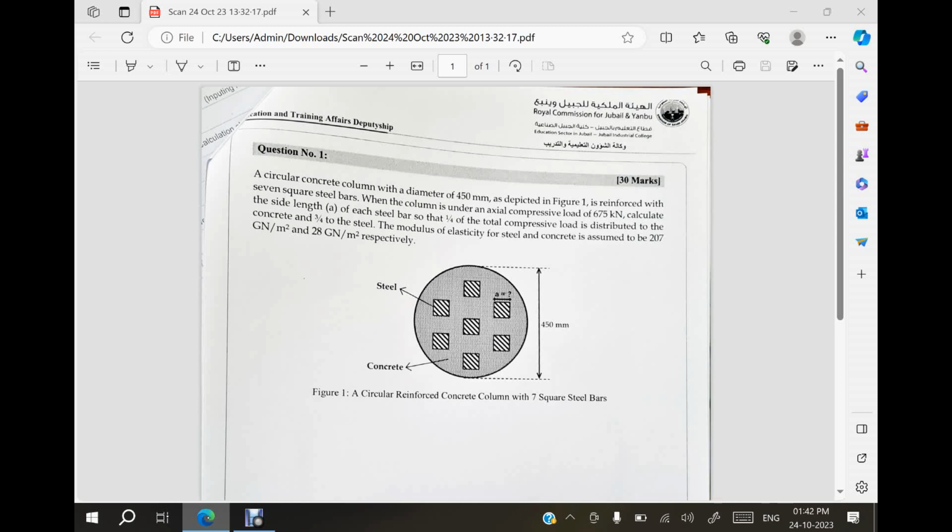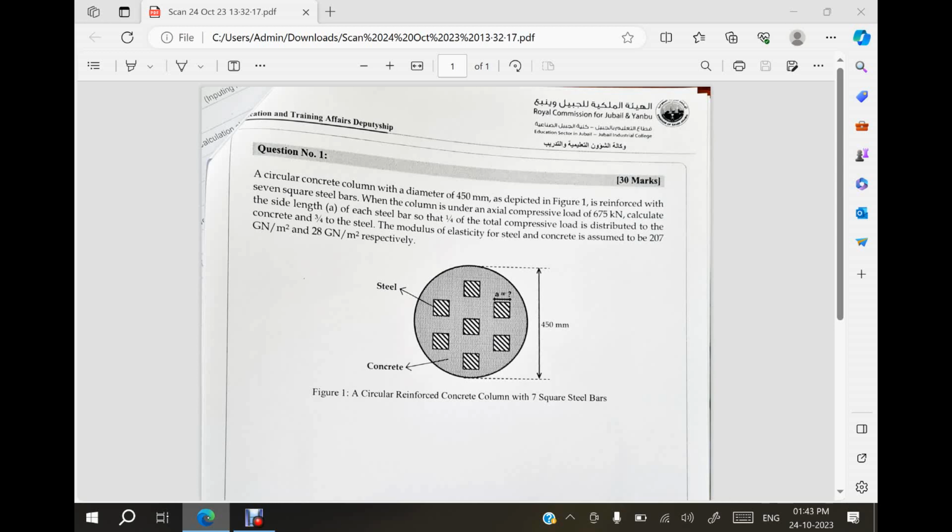He is asking us to find out A of each steel bar so that 1/4 of the total compressive load is distributed to the concrete and 3/4 is going to steel. He has given us the modulus of elasticity for both the materials. First, let's try to write down what information he has given.